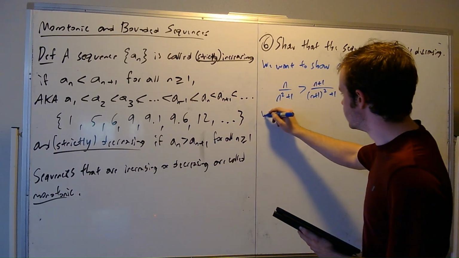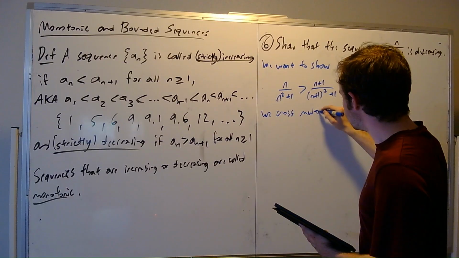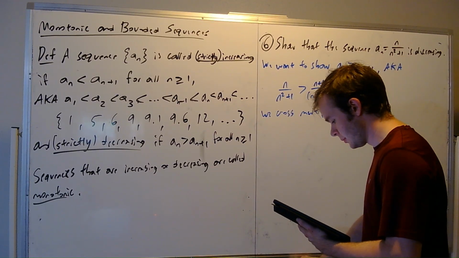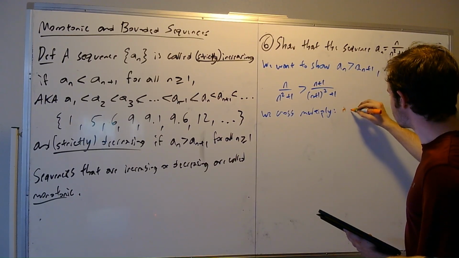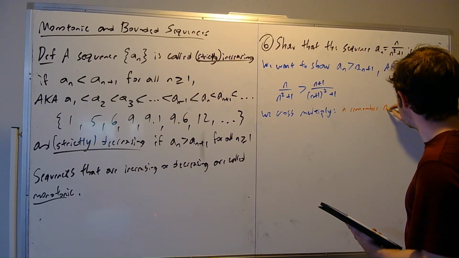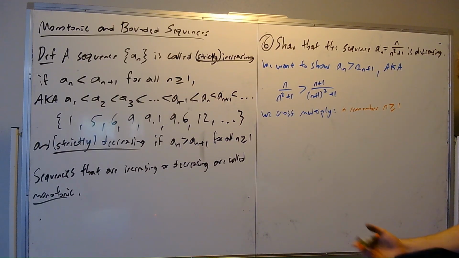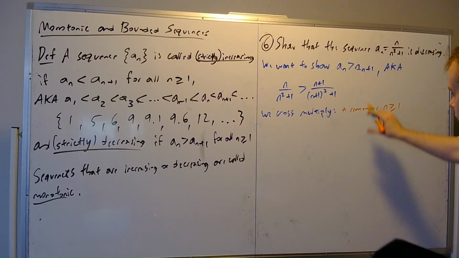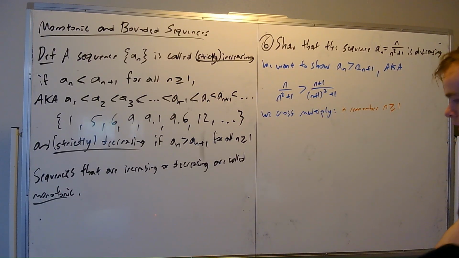So I'll say here, we cross multiply, and I'll say here, remember n is greater than or equal to 1, right, because you can't have a term before the first term. So we're not going to use this fact until a little bit later, but we need to remember this, so we just cross multiply to get rid of the fractions.